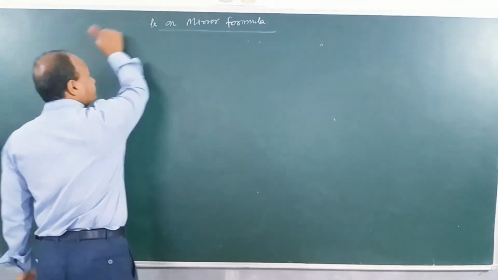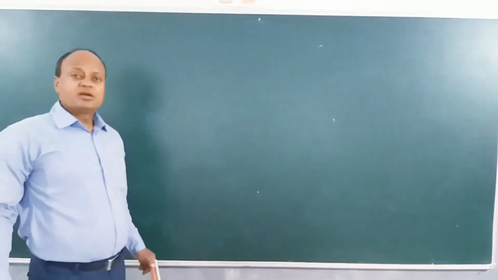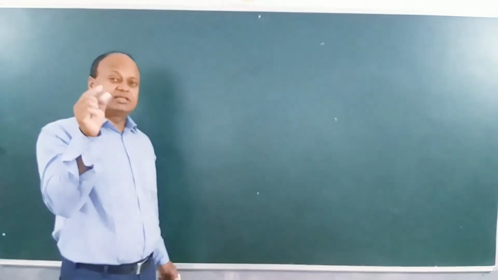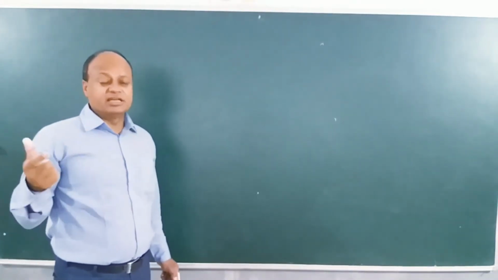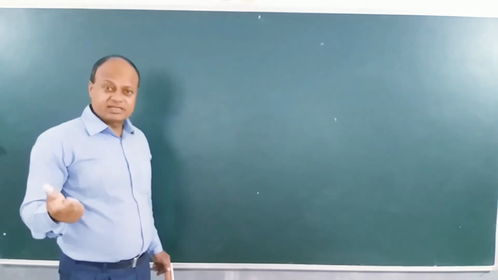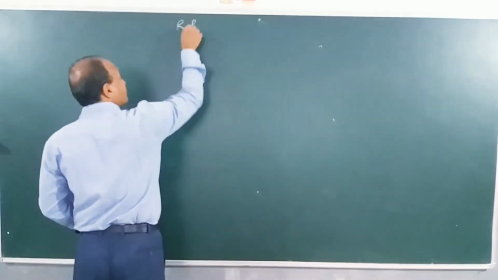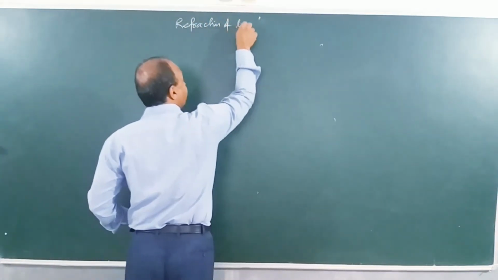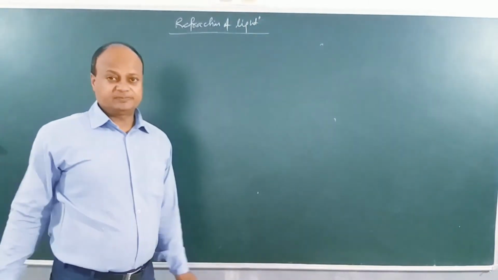Now we're going to start with another important topic called refraction of light. You have very little of refraction of light in class 10. You will be studying this topic again on an extended scale in a chapter called ray optics in class 12. So let's start with refraction of light. We'll understand what is refraction of light.